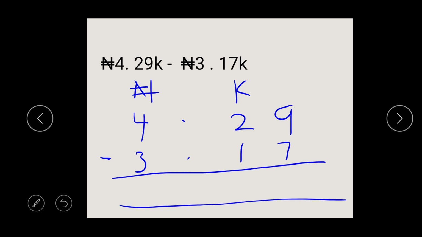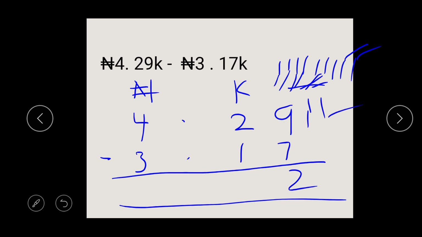So remember your tens and units, we are starting from the unit part. That means from the right hand side. That means 9 minus 7. You count 9. 1, 2, 3, 4, 5, 6, 7, 8, 9. Remove 7. 1, 2, 3, 4, 5, 6, 7. Count the remaining. 1, 2. 9 minus 7 is equal to 2. Now 2 minus 1. Remove 1. Then we count 1. We have 2 minus 1 is equal to 1. Put your dot to separate your Naira from your Kobo.